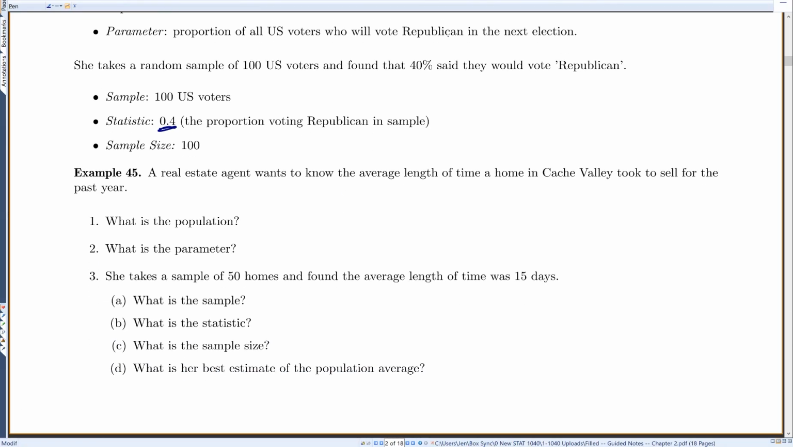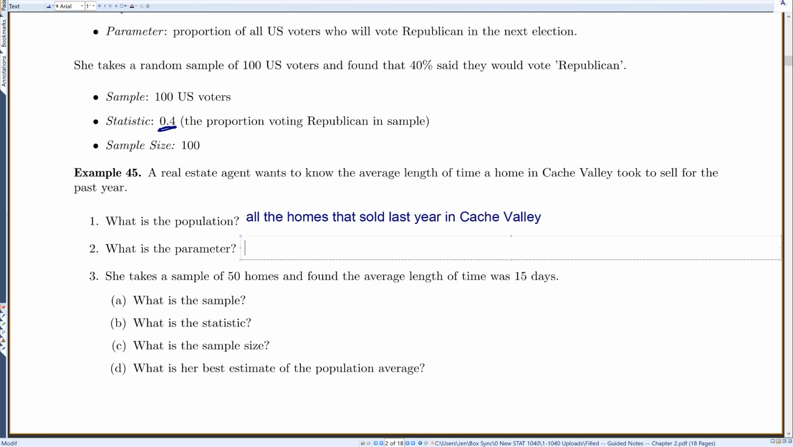So let's try another example. A real estate agent wants to know the average length of time a home in Cache Valley took to sell for the past year. So what is the population? The population would be all the homes that sold last year in Cache Valley.